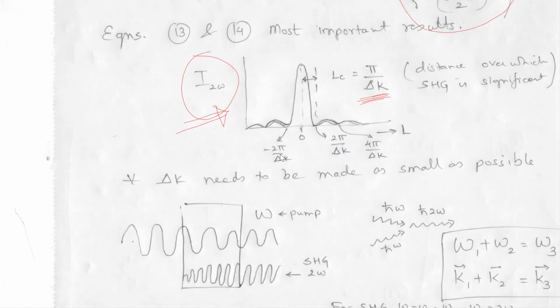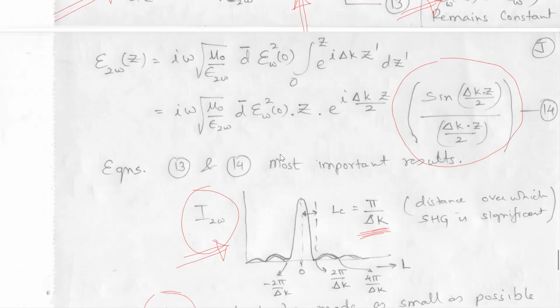So what really needs to be done is that one needs to make sure that delta k is actually as small as possible, and in the best case scenario it should be equal to 0. So that particular aspect is what is called phase matching. So I'll come to that in a moment.